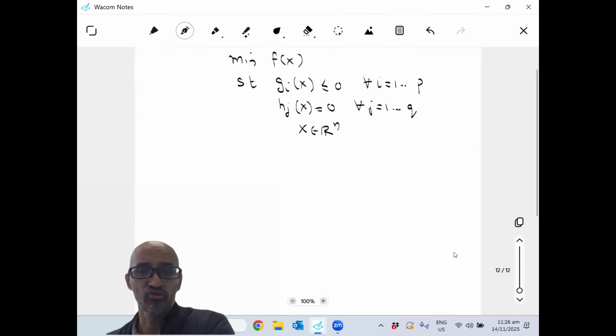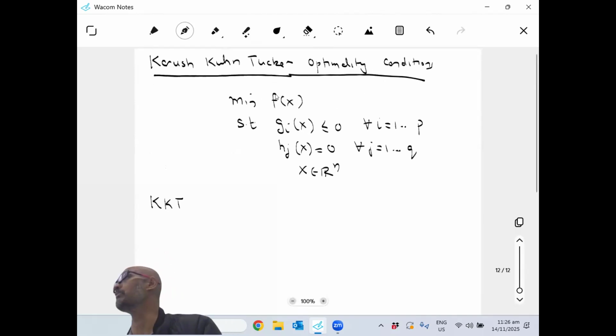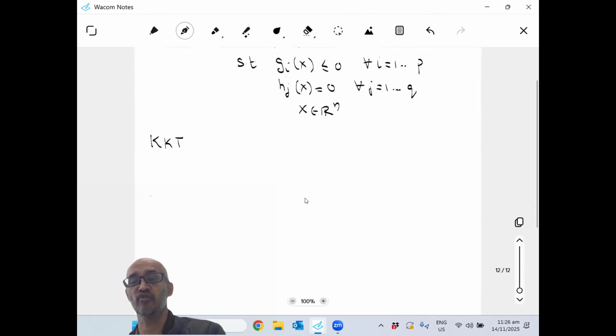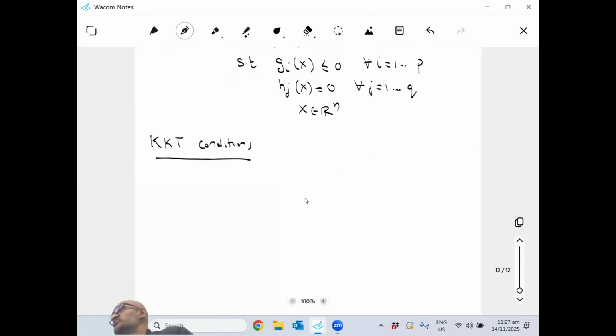Okay. So what are the KKT optimality conditions? Karush, Kuhn, and Tucker. These are the names of three people who developed these conditions, which are very useful to know. So what are the KKT conditions? Essentially, they are trying to capture what an optimal solution would look like.